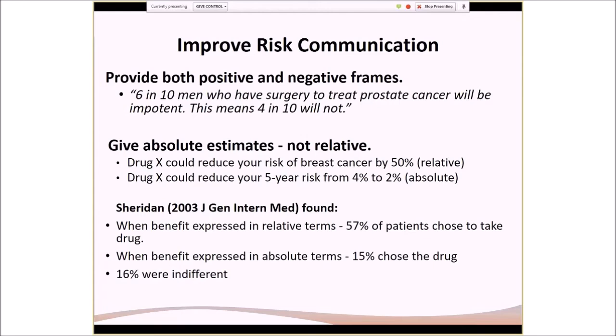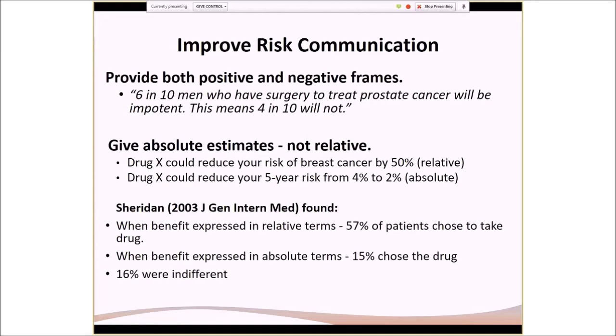Also, it is really important to give absolute estimates and not relative. Drug X could reduce your risk of breast cancer by 50%. Oh man, I want drug X. It's $10,000 a month. I don't care. I'm going to figure it out. Well, drug X could reduce your 5-year risk from 4% to 2%. So that's a different calculus in your head.